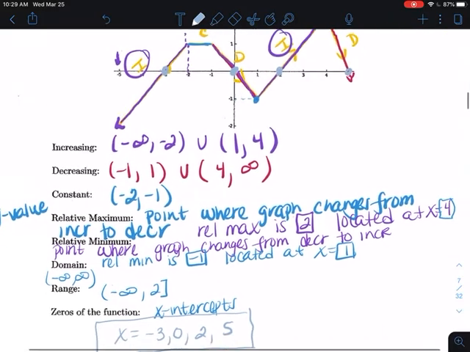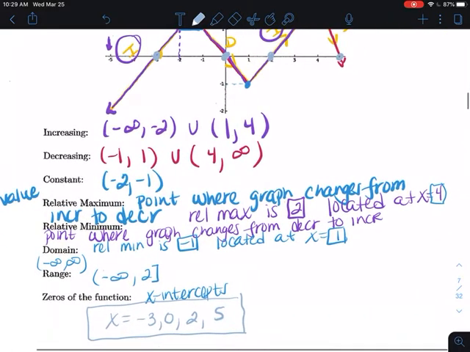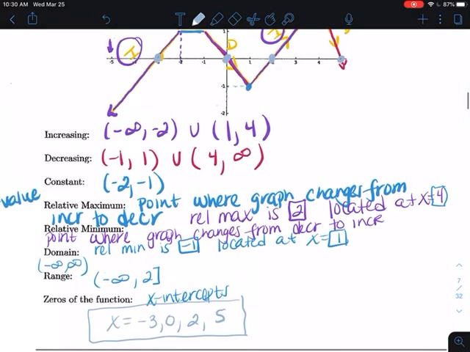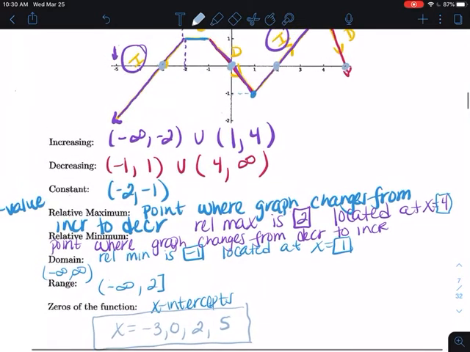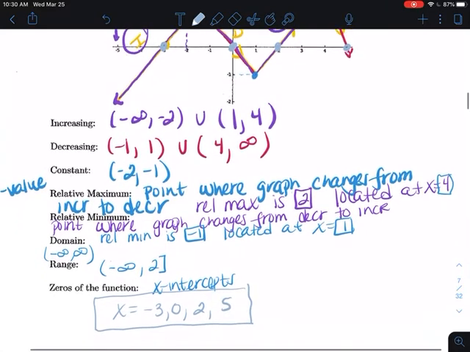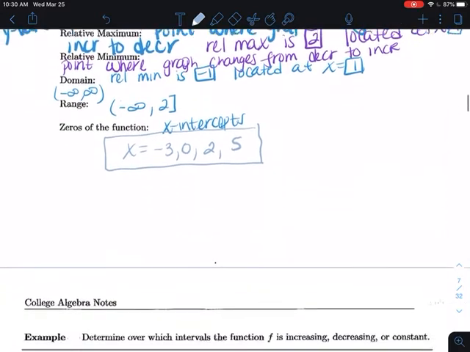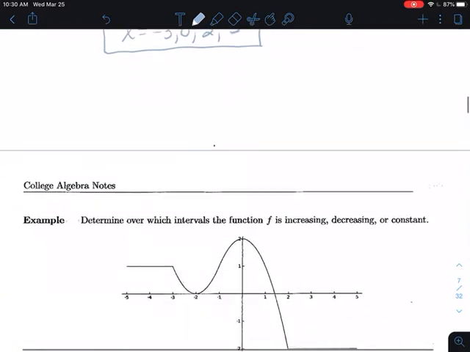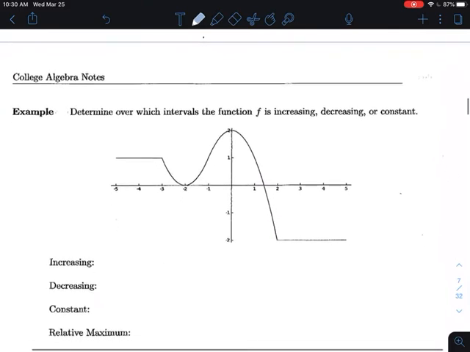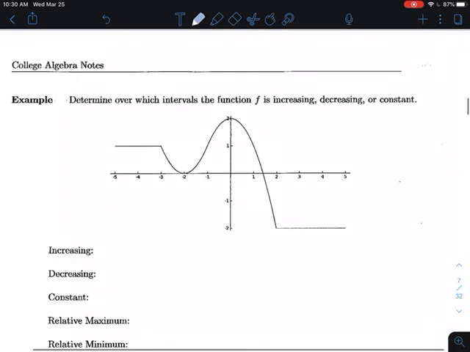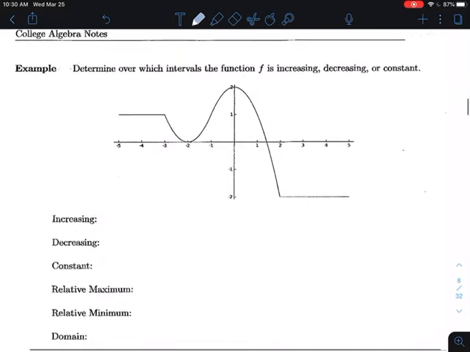All right, so that's one question that has multiple parts. I would say the hardest part about this particular type of question is just remembering that when you're expressing your increase, decrease, and constant, you're using x values. And then remember, relative max and min is the point where it changes from increasing to decreasing, or from decreasing to increasing. All right. So this is the point where I will pause the video and try the example. I want you to pause the video and try this next example.